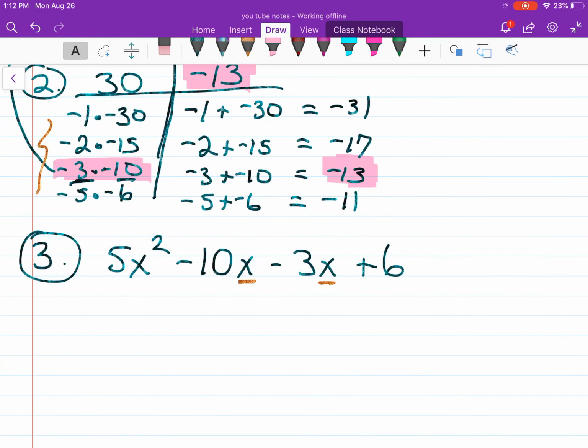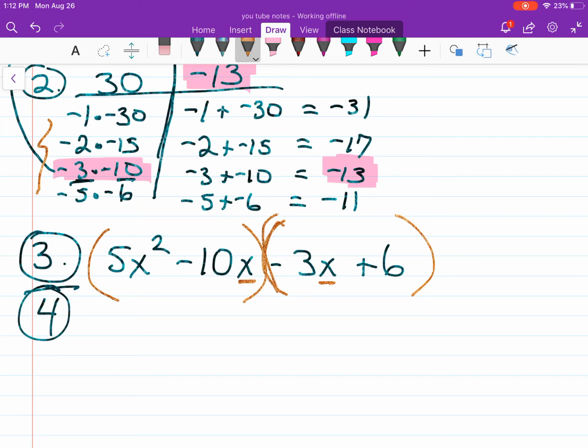All right, from here I'm going to do step 4, which is to group them up. Grab 2, grab 2. Make sure you always, always, always grab that sign in front of that third term right there. Now, step 5 is GCF.